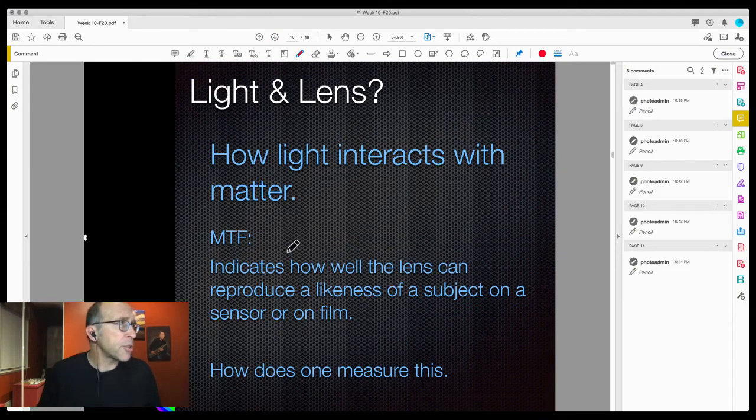So how do you measure something like this? How do you measure how good your lens is? This is an interesting problem. Think about this: maybe you have a lens and your friend has a lens, and maybe they're both 50 millimeter lenses, but yours is a Nikon, theirs is a Canon, and you're wondering which lens is sharper.